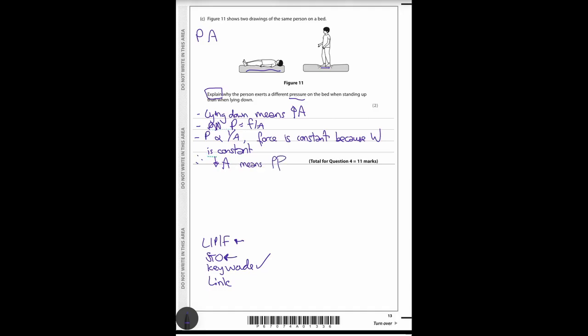Now they said a different pressure. As we've always said before, that's not good enough because you need to be clear on, like I've just said here, this is meant to be arrow, greater pressure. So that's the situation. Smaller area means greater pressure. So when lying down, or when standing up, he will have, because that's the way that I've done it before. So when standing up, there's a smaller area, therefore there's going to be a greater pressure.